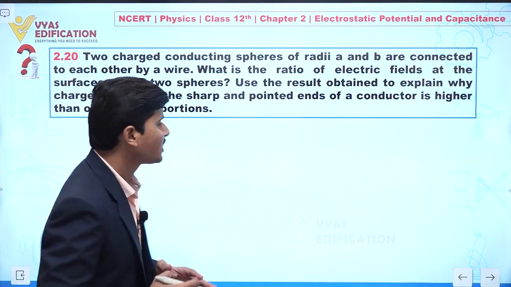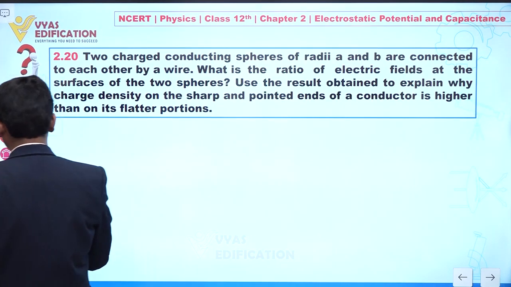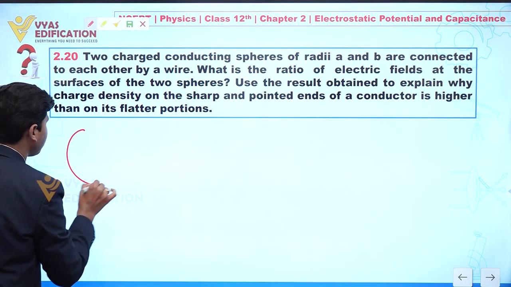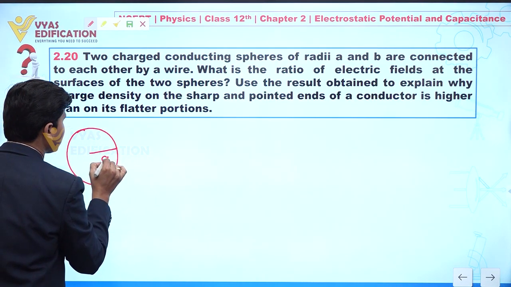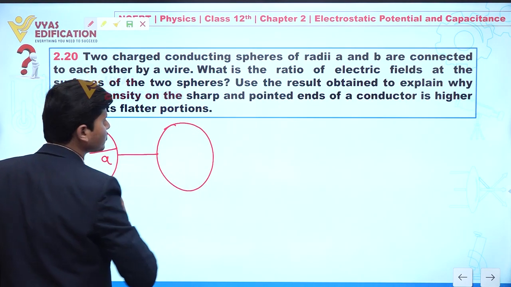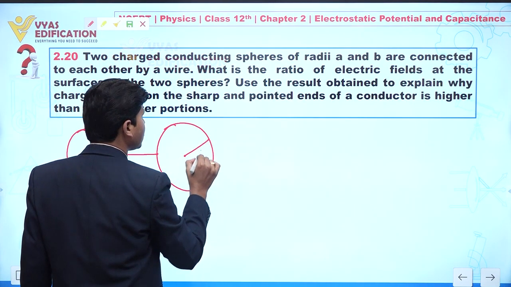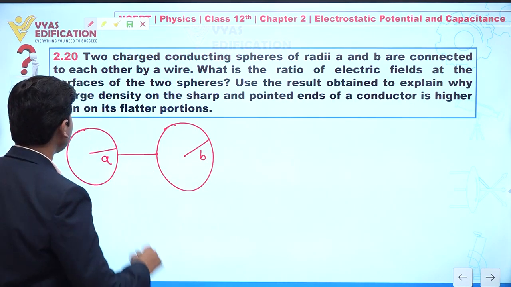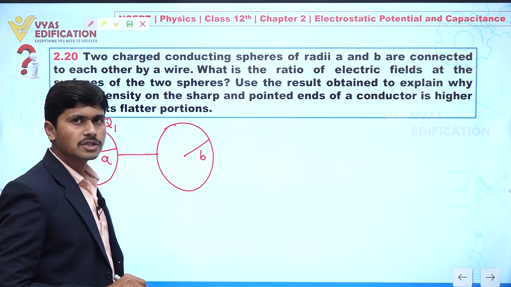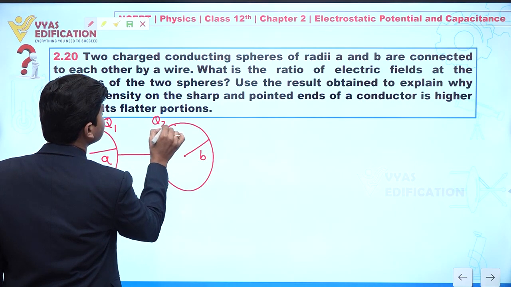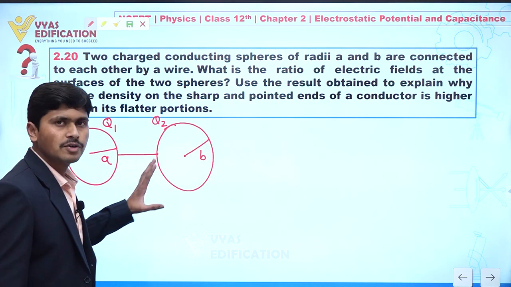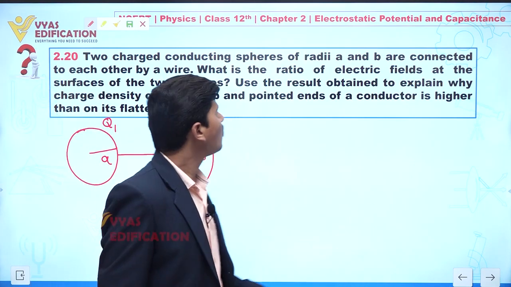So in this question, let's suppose we have two spheres. Let's suppose this is sphere number A, or sphere number 1, having radius A. It is connected with a wire to another sphere having radius B. Now I am assuming the initial charge present on this sphere is Q1, and here we have charge Q2. So first, our objective in this question is to calculate the ratio of the electric field.